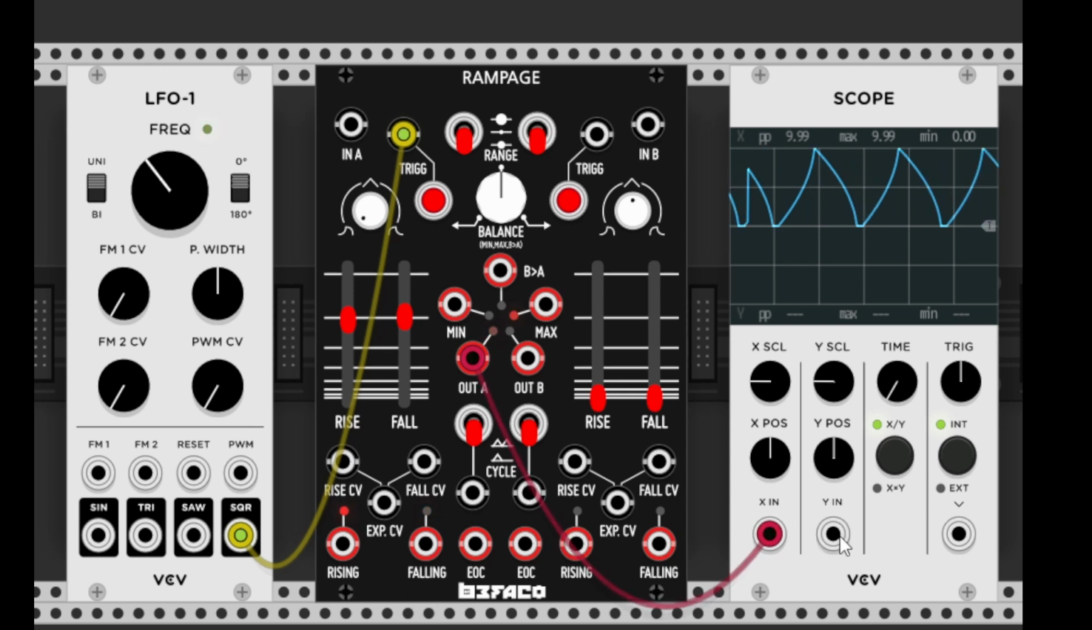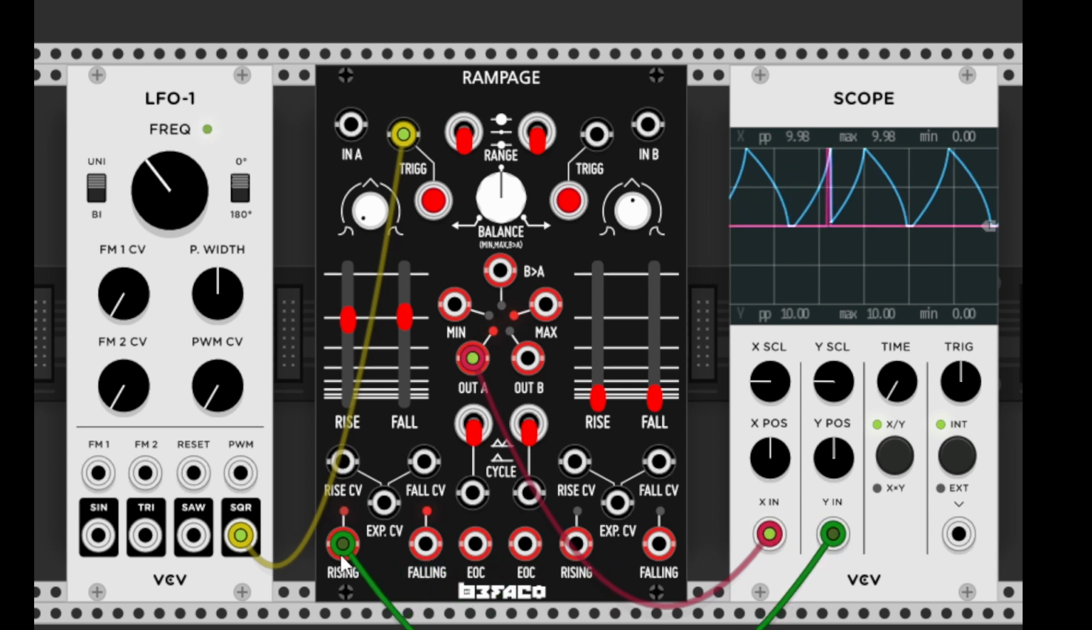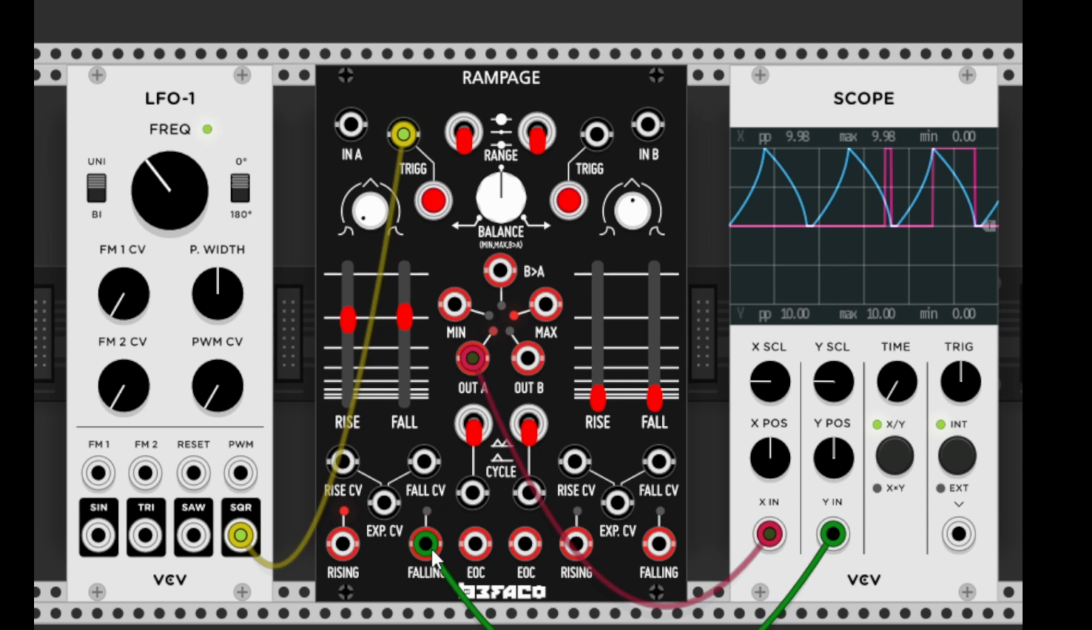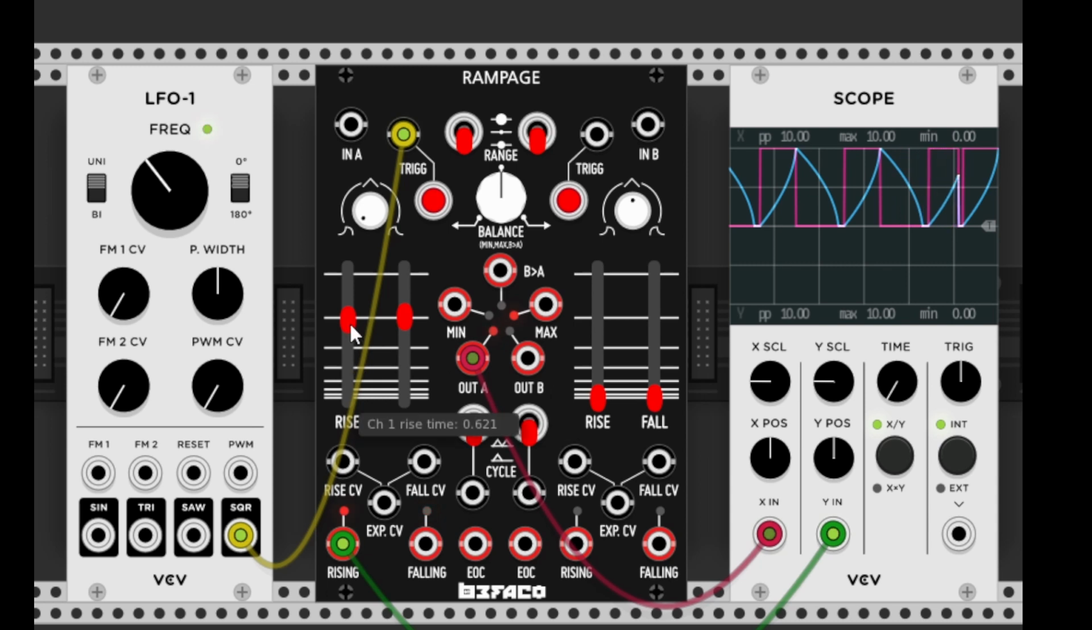I patch the Y in of the scope to the rising output, and we see that the rising output, the same as with the falling output, by the way, delivers gate signals. The rising output delivers a gate high, an open gate, as long as the slope is on its upwards development. The rise time, I can make it shorter. Now we have it shorter, can make it longer. Now we have it longer.